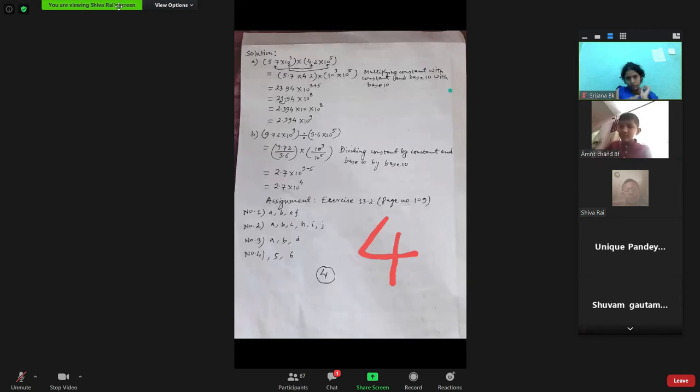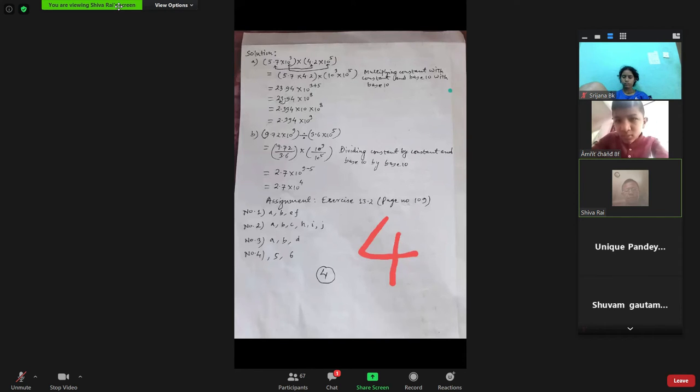So here, how to get it, look at the arrow. I have shown by arrow how to multiply. Here there is only a multiplication sign, so it's very easy to multiply. Multiplication and division, first one is multiplication. So 5.7 into 4.2 you multiply. Multiplying constant with constant, it means 5.7 with 4.2. They are constants. And another, multiply base 10 with base 10.